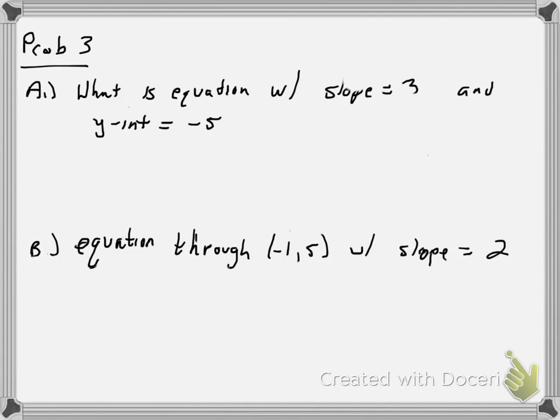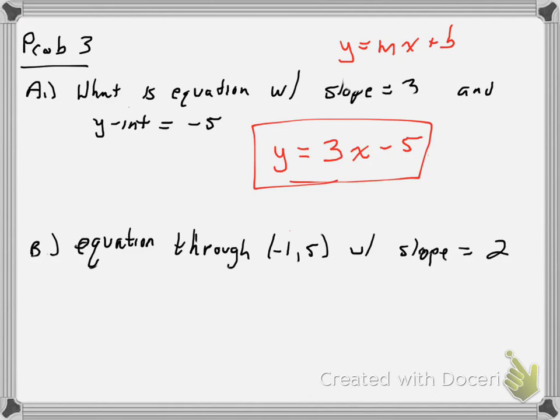Problem 3 talks about writing the equations now. We just graphed, now let's write the equations to some lines. What is the equation with slope 3 and y-intercept -5? Here they give me slope, intercept. So what am I going to use? I'm going to use slope, intercept form. Okay, and I'm just going to plug in. y is always y equals slope, which is 3, x is always x, and y-intercept is -5, so it just becomes -5.